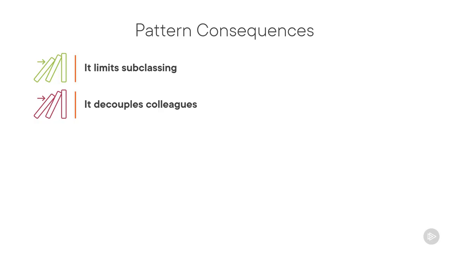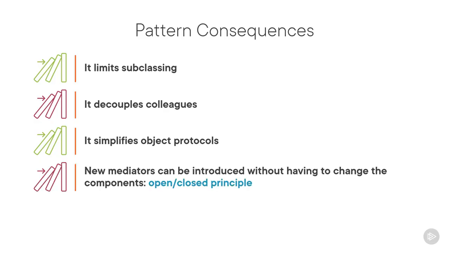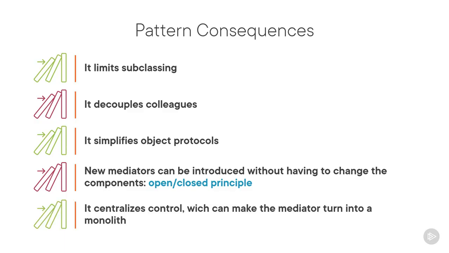It also simplifies object protocols. What's meant by that is that interactions between objects that would normally be many-to-many interactions are replaced with one-to-many interactions between the mediator and its colleagues. These are simpler to maintain, extend, or understand. The open-closed principle also applies. New mediators can be introduced without having to change the components. And lastly, a disadvantage. Mediator centralizes control, which, as a consequence, can make the mediator complex. That is a disadvantage because it could turn your mediator into a monolith that's hard to maintain.